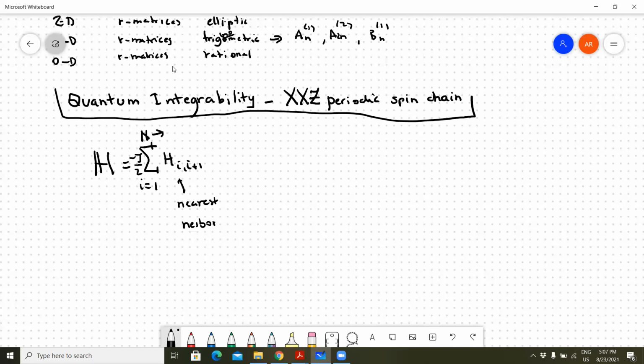Okay, this N is the number of sites. So we'll have N sites in our spin chain. And then explicitly, it's written like this in terms of Pauli matrices.